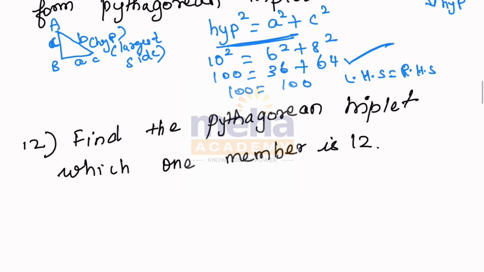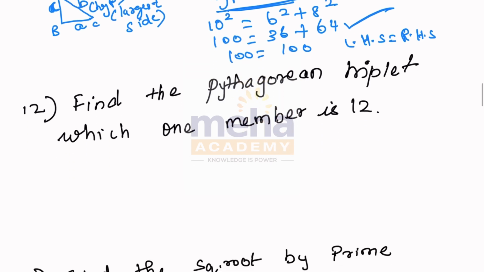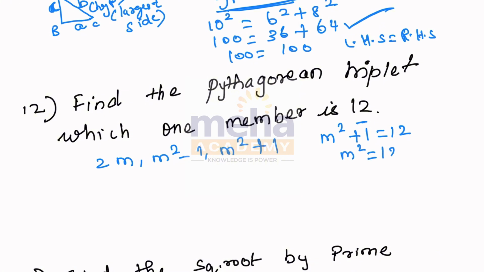Next, find the Pythagorean triplet when one member is 12. The three members in a Pythagorean triplet are given by 2m, m square minus 1 and m square plus 1. First let me try using m square plus 1 is equal to 12. Here m square will become 12 minus 1, so that is 11, which is not a perfect square. So I can't use m square plus 1.